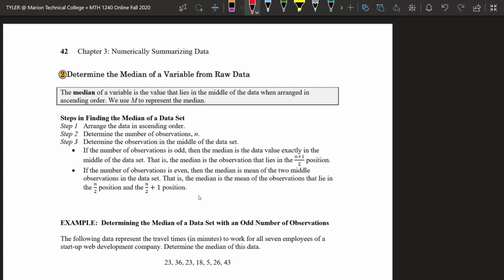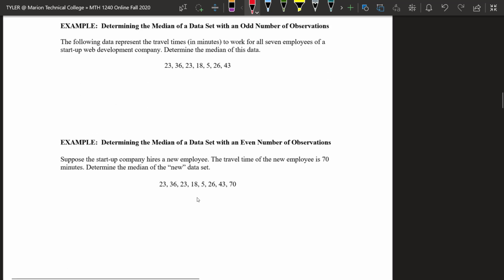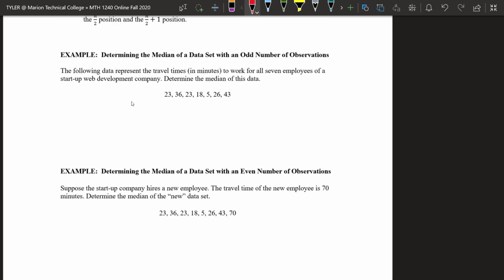It's going to work a little differently depending on if you have an even number of observations or an odd number. I have listed here the steps in finding the median of a data set, so you can look over and read over that. But I think it helps to go through this by hand, so that way it's a little easier to comprehend.